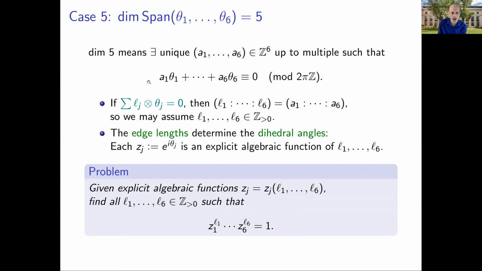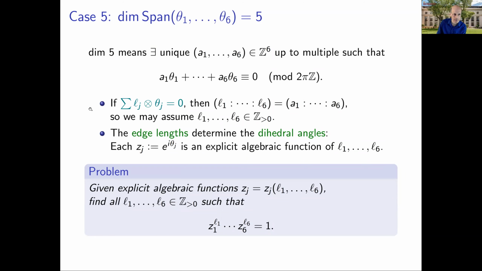Okay, so that's the setup. Now because that's the only relation that these angles satisfy, the thetas in this tensor are almost independent. And the only way you could have this sum of tensors being zero is if the L sub j's were also proportional to that relation. So if there's going to be a solution in this case 5, the edge lengths must be proportional to the integer coefficients that appear in this relation. And they're also edge lengths, so they have to be positive. So up to scalar, you might as well assume that these edge lengths are these A's, and they are these positive integers.